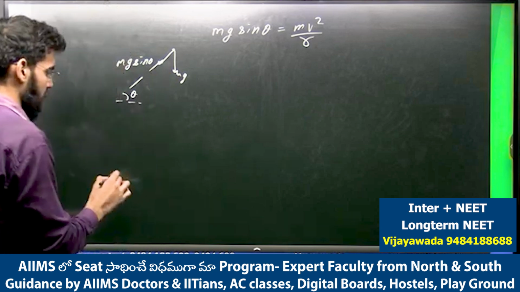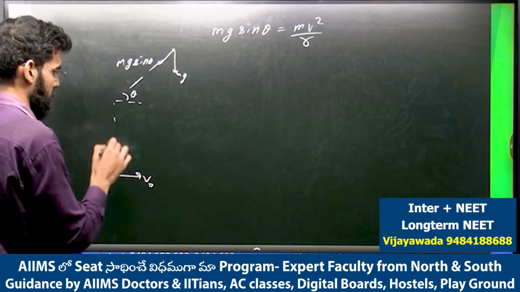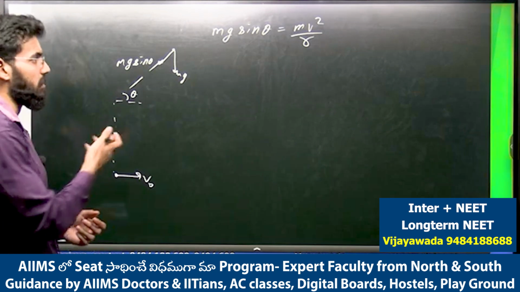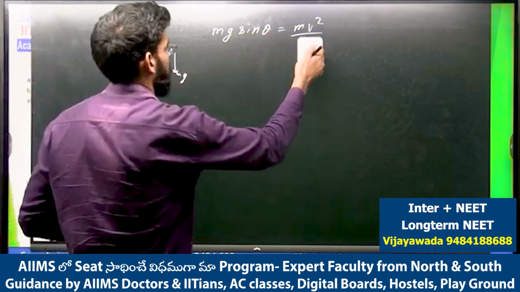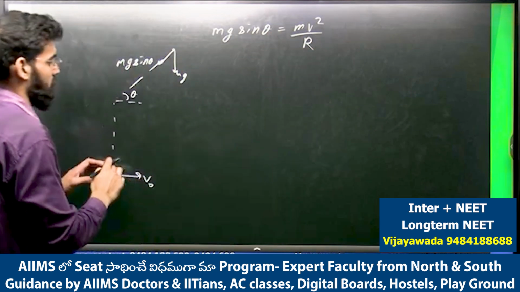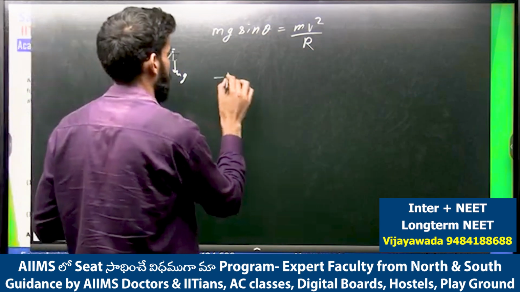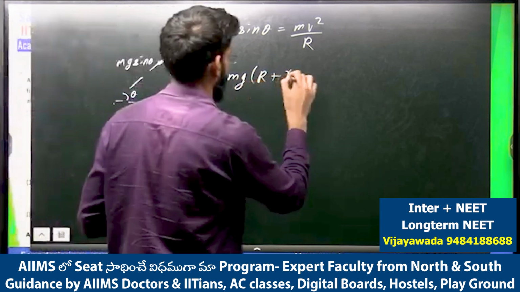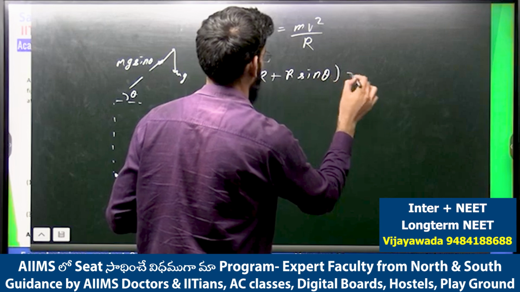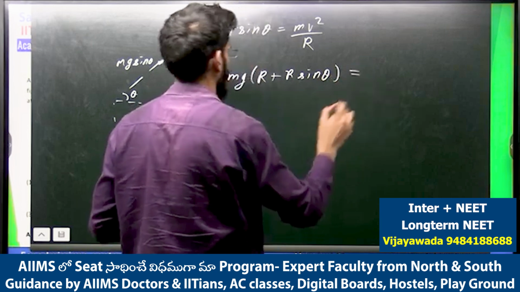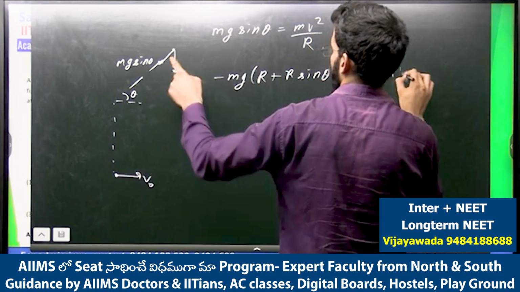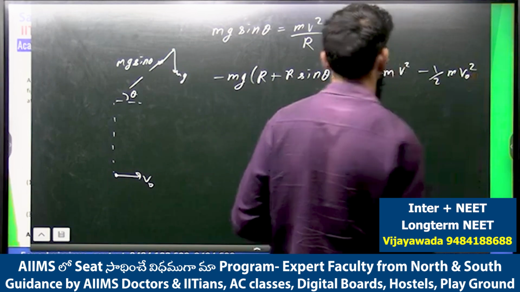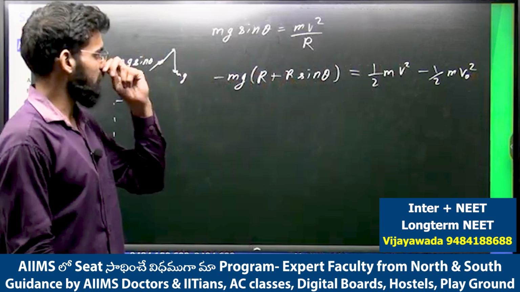So work energy theorem: if the particle was here, it was going with V0, and rotated and went here. If we assume the radius is r, let's call this capital R. So work done is how much? Negative work done how much? mg into R plus R sin theta, right? Equals change in kinetic energy. Final kinetic energy is half m v square here, and initial was half m v naught square. That's it. Got it.